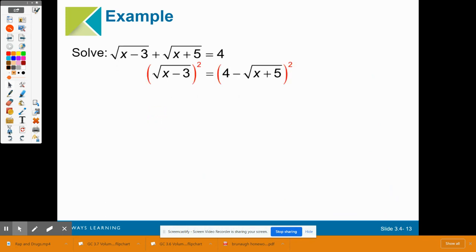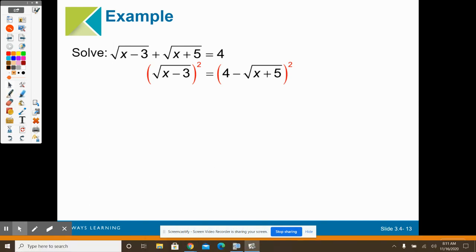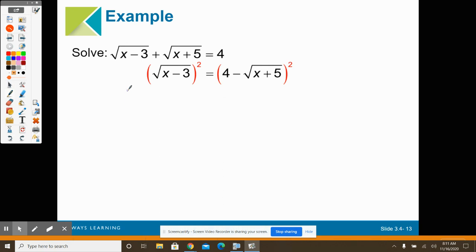All right, this one. This is the one that makes you want to cry. Okay, so do you see how there's two radicals here? So you can only get rid of one at a time, which means you're going to have to isolate one and then square both sides. And that's going to be really tricky for some of you. You might need a little help.